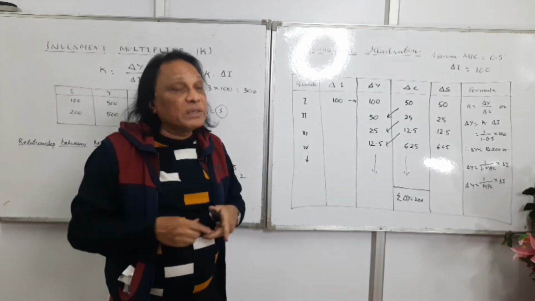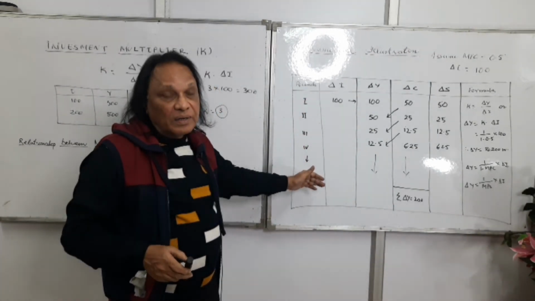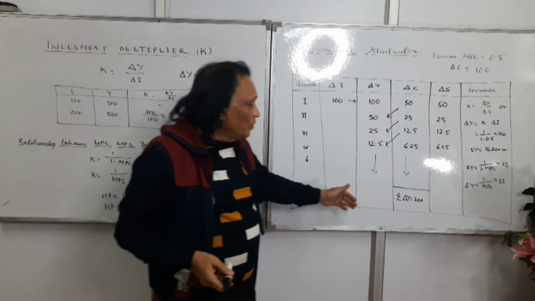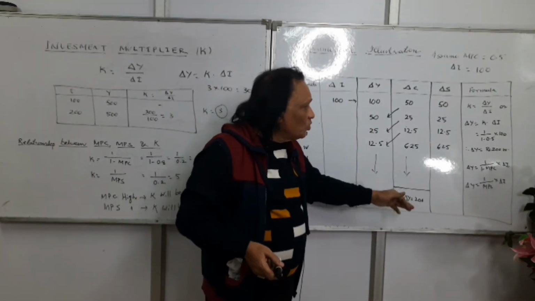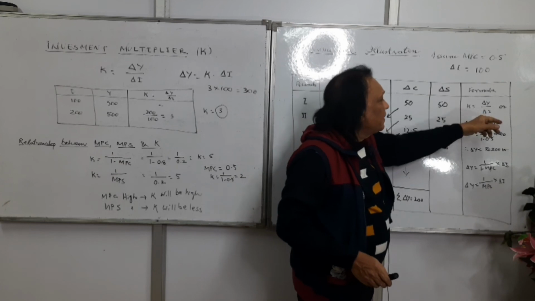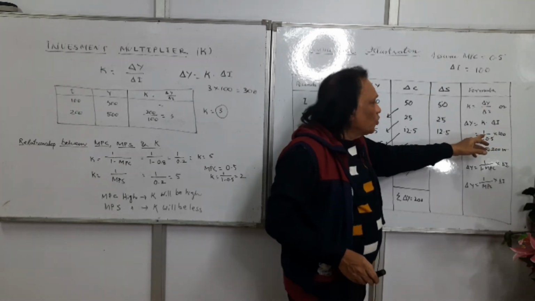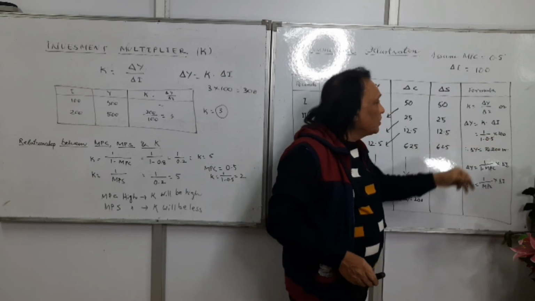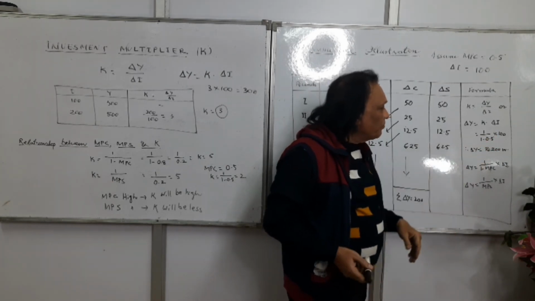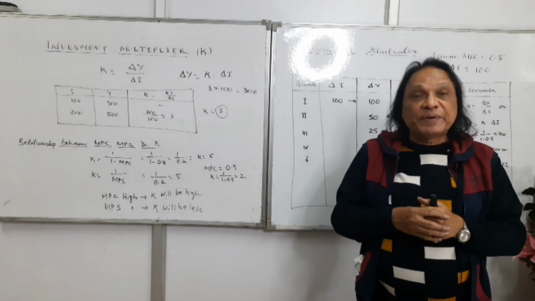At the end of all the rounds, 1, 2, 3, 4, 5, 6, and we can't count them all, the summation of delta Y is equal to 200. How did we get it? We know this formula, K is equal to delta Y upon delta I, or delta Y is K times delta I. So 1 upon 0.5, K is 2 here. So obviously delta Y will be 200 crores. So this is investment multiplier.